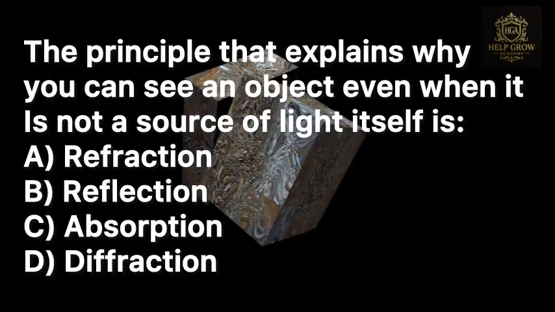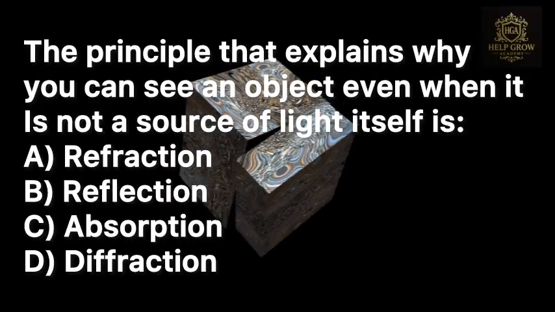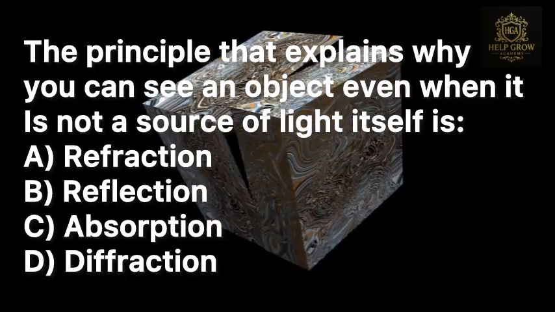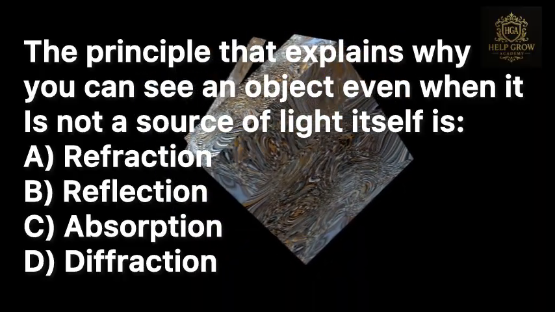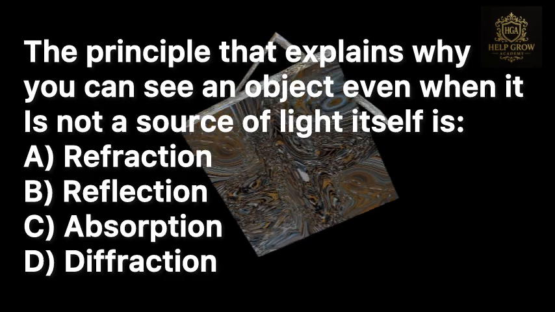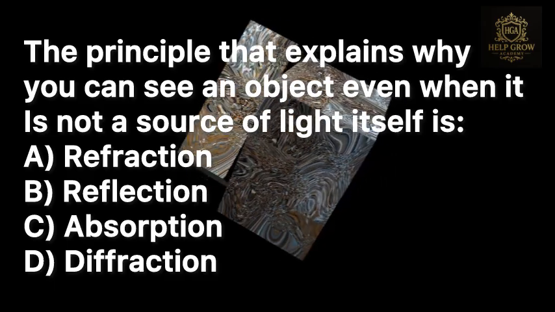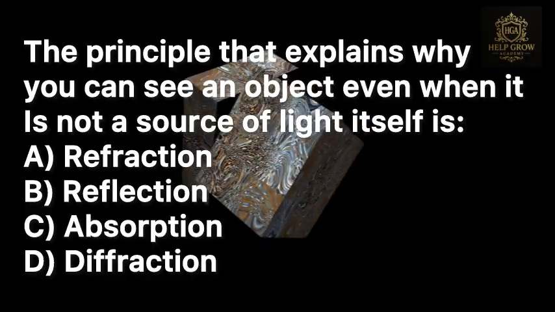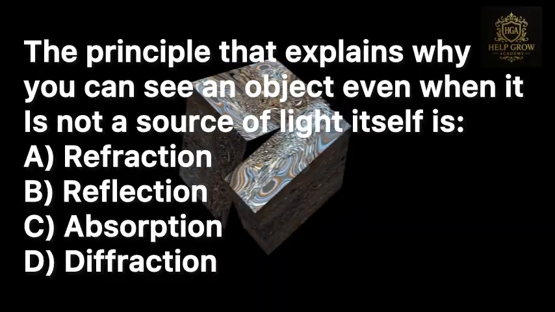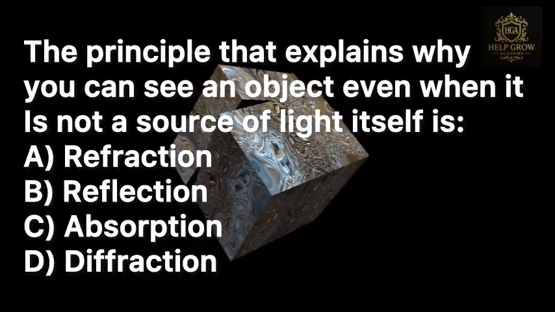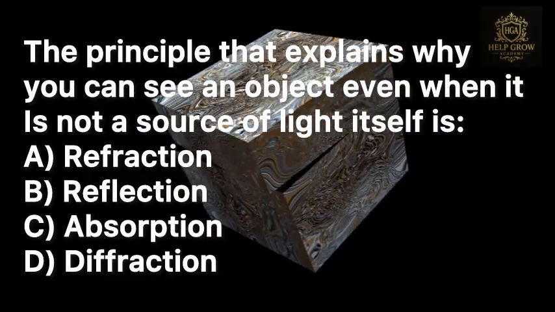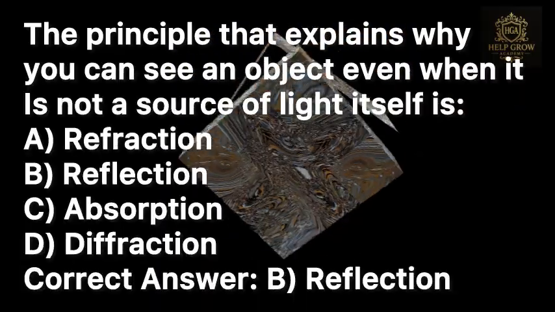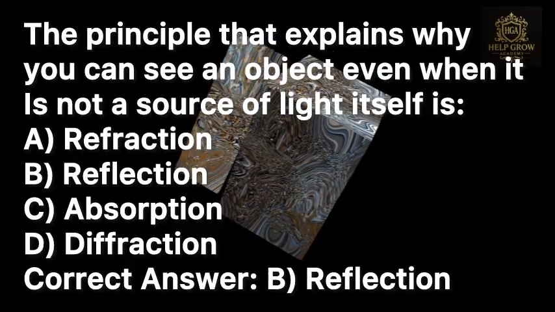Question 8 says, the principle that explains why you can see an object even when it is not a source of light itself is dash. A. Refraction. B. Reflection. C. Absorption. And D. Diffraction. The correct option is option B.